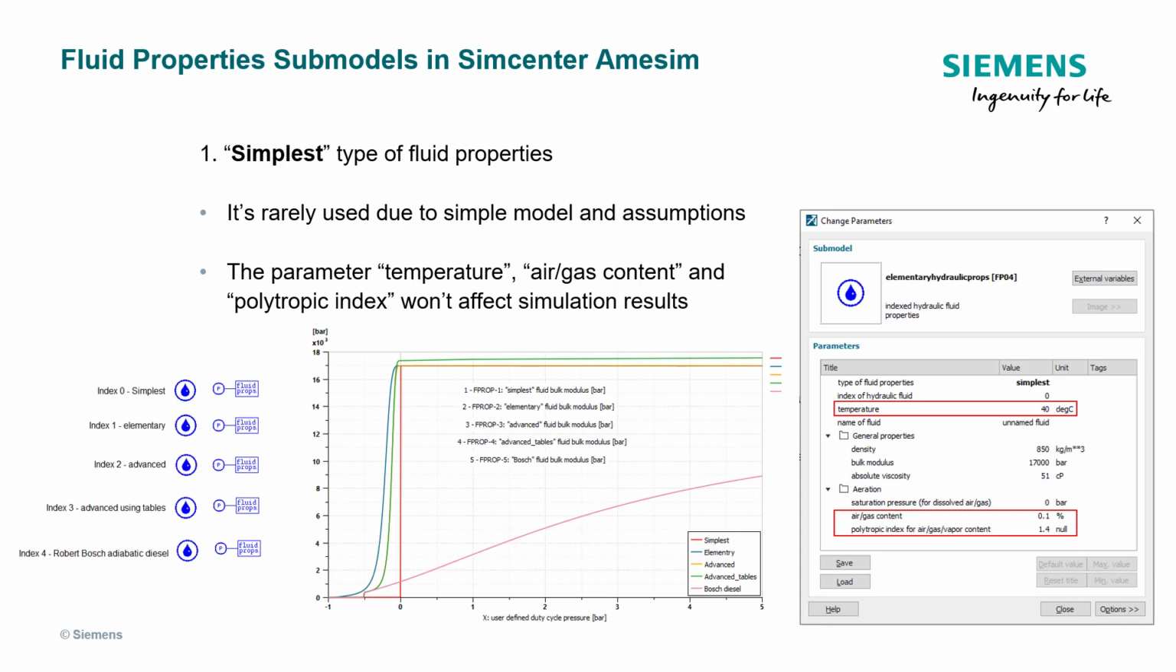Now let's go back to the small models. We will go through the results of different fluid property models. The fluid property type is simplest. In the plot, it's the red curve where the bulk modulus switches from 0 to 17,000 bar at 0 bar. Because the saturation pressure is 0 bar, obviously it's unrealistic to have this kind of bulk modulus characteristic. Please be aware also that the parameters temperature, air gas content, and the polytropic index won't affect simulation results.